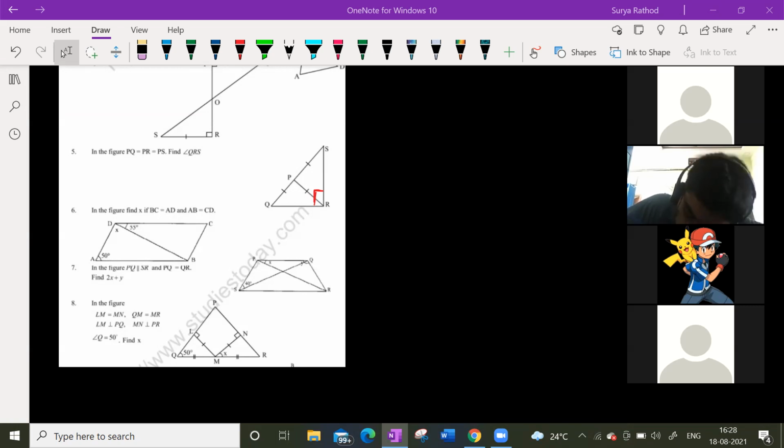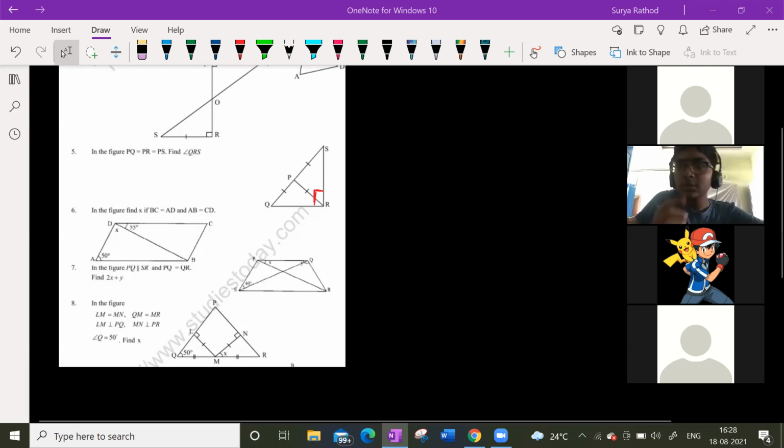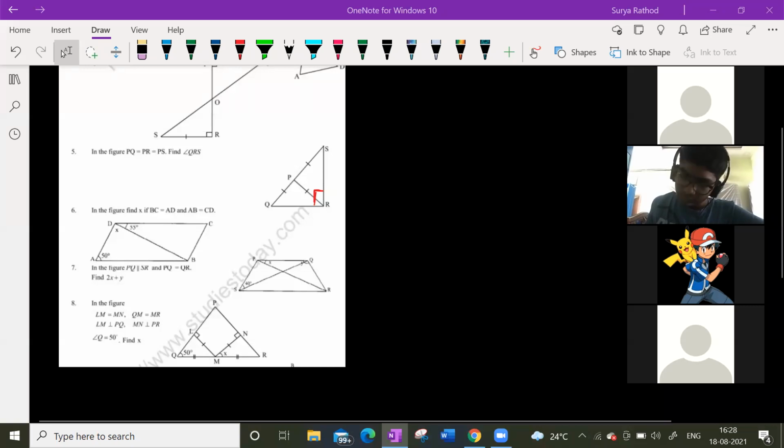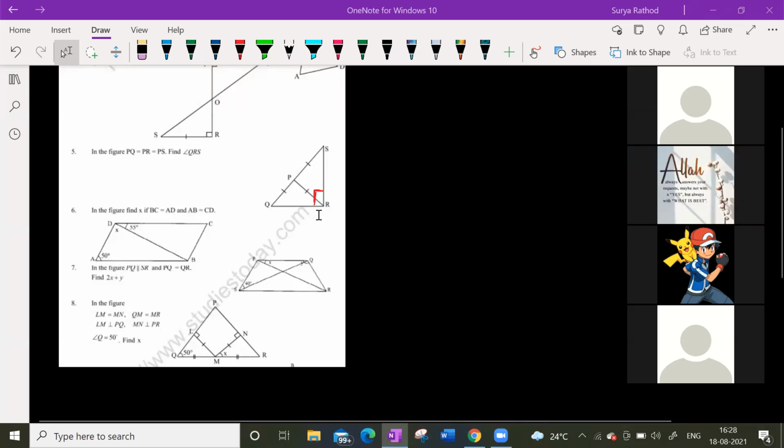QR is simple, man. What is the 90 degrees? How many of you agree with my point? By looking at that, clearly I could say that. The fifth one, sir. Sir, QRS is 90 degrees, right? Yes, QRS or SRQ, both are the same only.